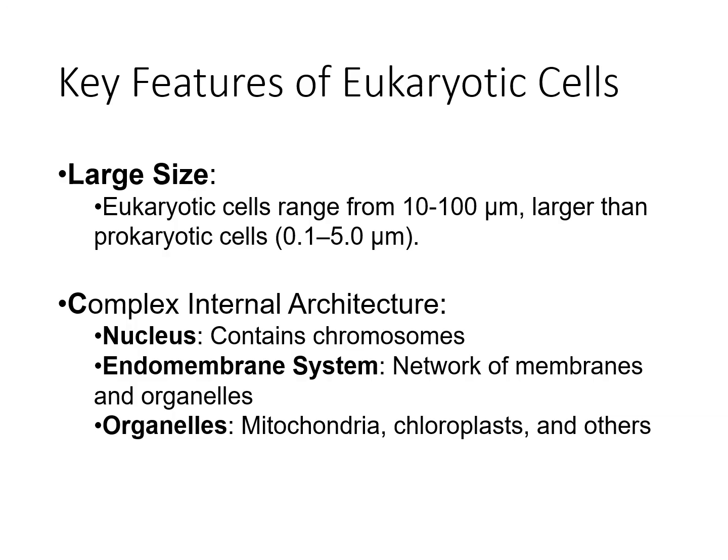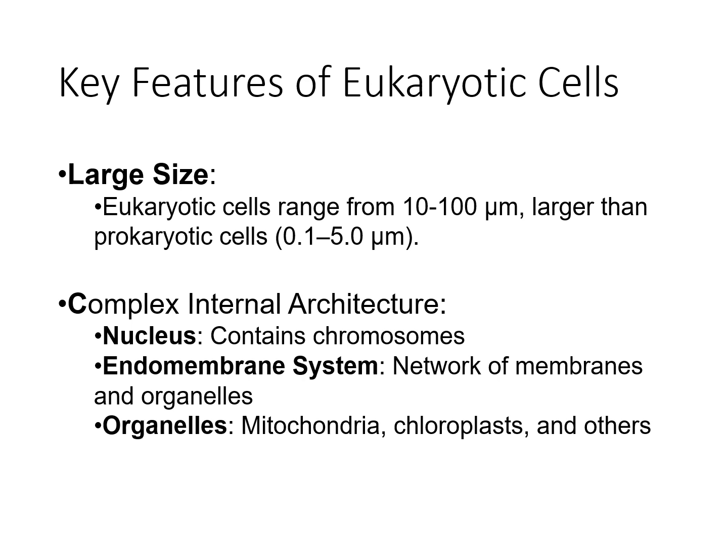Last lecture, we discussed prokaryotes, the earliest and simplest forms of life. Now, we begin our exploration of eukaryotes. Let's look at the key features of eukaryotic cells. The most obvious difference is size. Eukaryotic cells are much larger, typically ranging from 10 to 100 micrometers. In contrast, prokaryotic cells are just 0.1 to 5 micrometers. That's a huge difference, tens to hundreds of times larger, depending on the comparison.